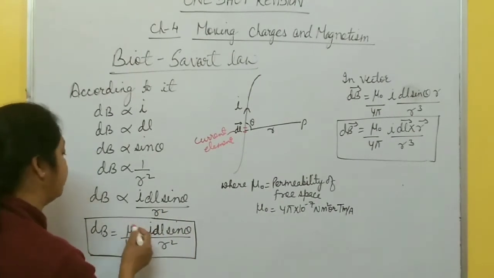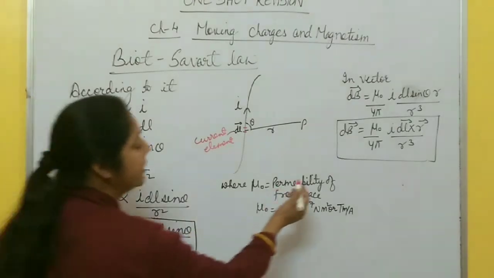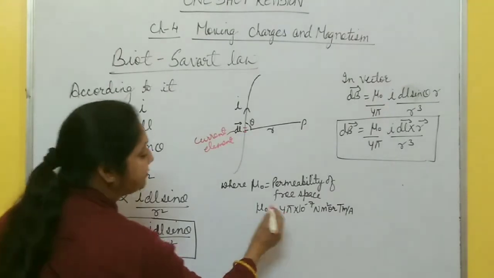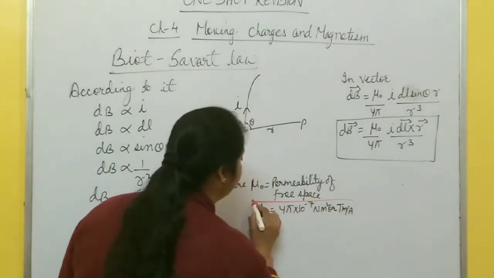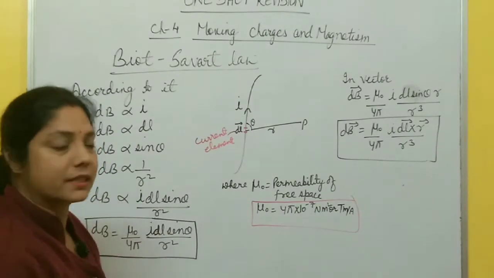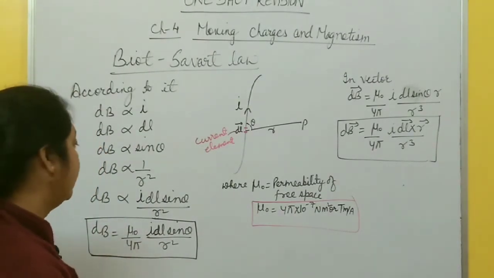What is this mu naught? Mu naught is the permeability of free space, and its value is 4 pi into 10 to the power minus 7. Must remember this one, Newton meter square Tesla meter per ampere.